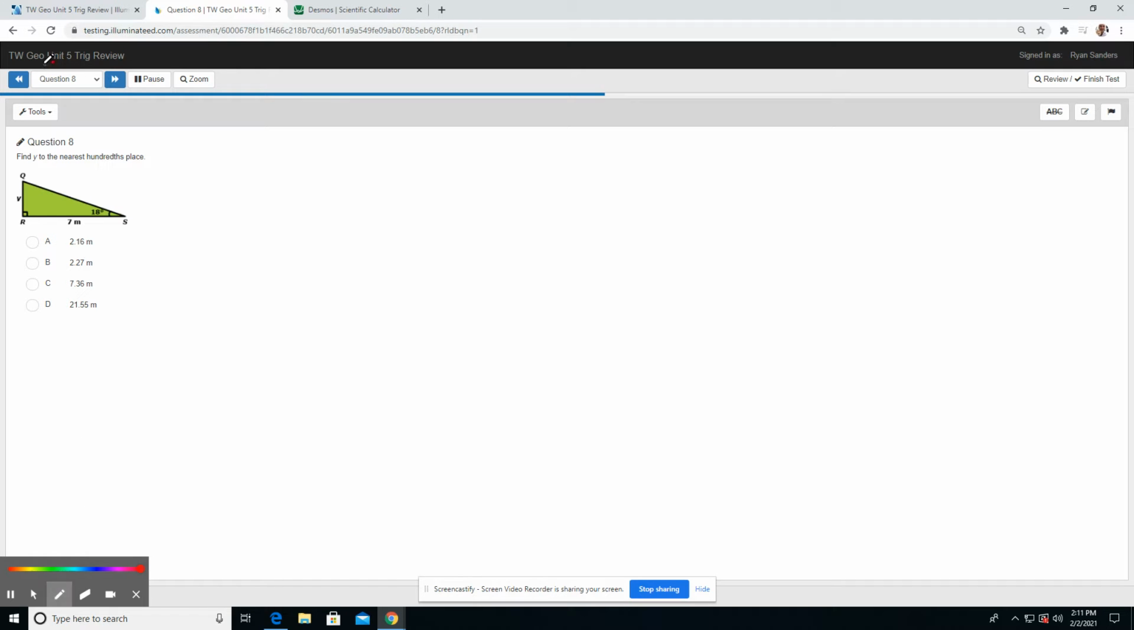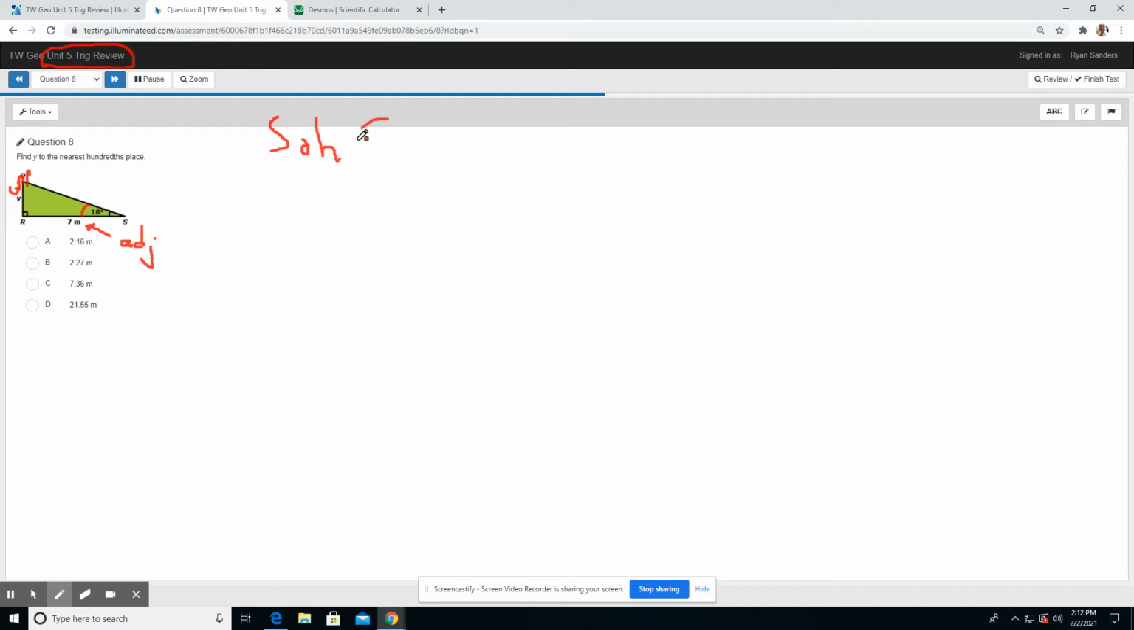We are Unit 5 trig review number 8. Find y to the nearest hundredths place. So we'll go ahead and label everything. This is our reference angle right here of 18 degrees. So this is going to be the adjacent side. This is going to be the opposite side. And the hypotenuse isn't given, so I'm not going to label that so it doesn't get in the way.